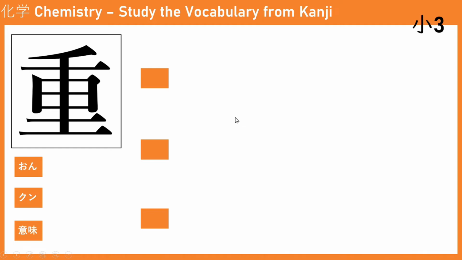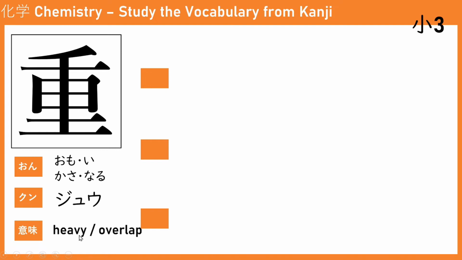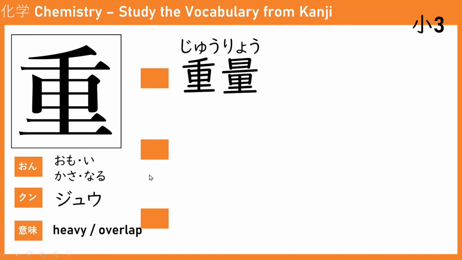The next kanji is ju or omoi. Kasanaru, which means heavy or overlap. So omoi means heavy. Kasanaru means overlap. We have the first one, juryo. Juryo means weight. The body weight, the mass of the weight. Basically, in general, juryo means weight.